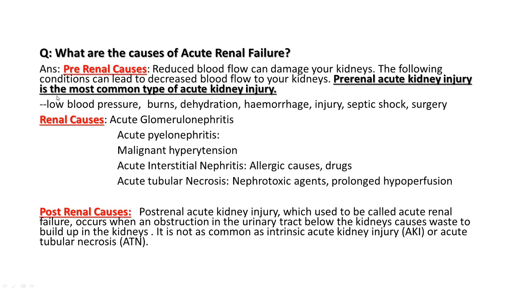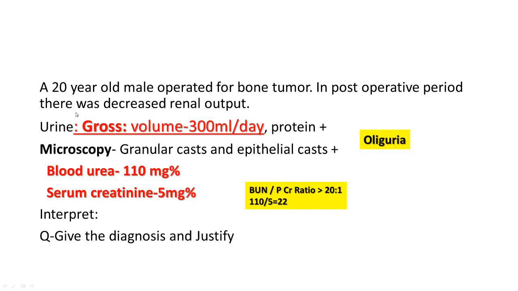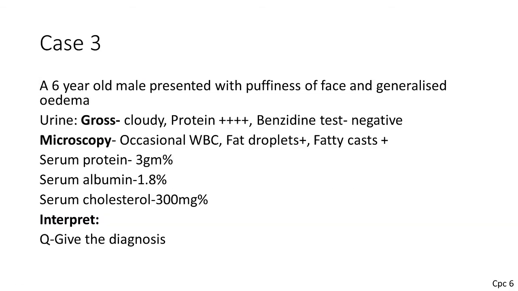So in case number 2, what do you think could have given rise to pre-renal failure? In the post-operative period, there was decreased renal output. So during the operation or post-operatively, there could have been some amount of bleeding, some hypovolemia or hemorrhage, and that could have been the causative factor for the acute renal failure, coming into the pre-renal etiology.